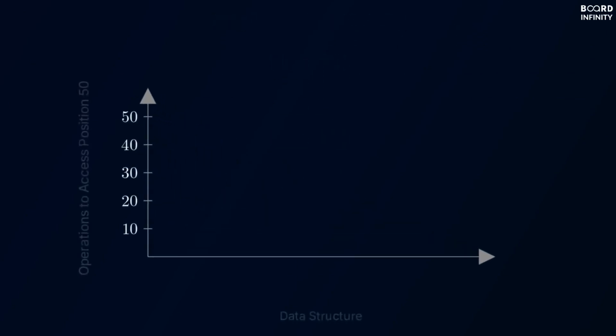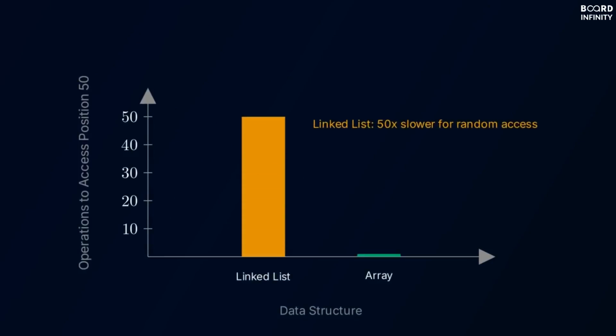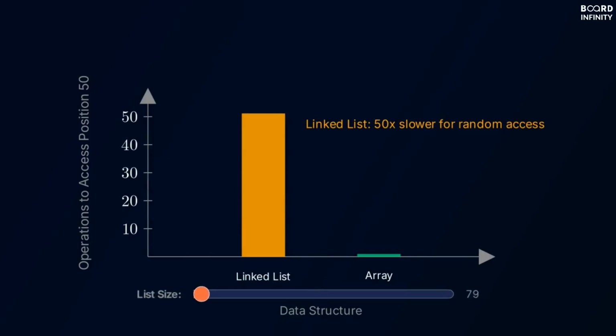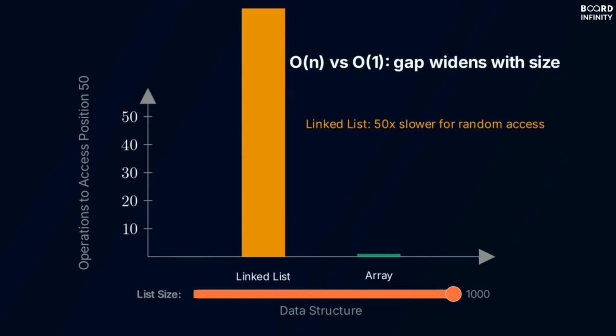For linked lists, accessing position k requires O(k) time, which in the worst case is O(n), where n is the length of the list. For arrays, it's always O(1), no matter how large the array is. This visual comparison demonstrates the scalability issue. As the list size increases, the performance gap between a linked list and an array for random access operations widens dramatically, emphasizing why O(n) is less efficient than O(1).